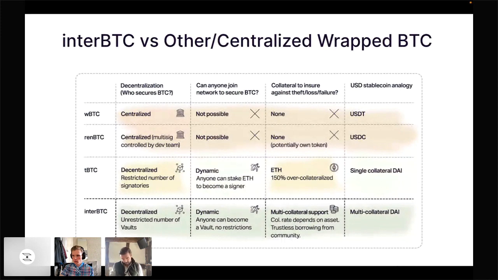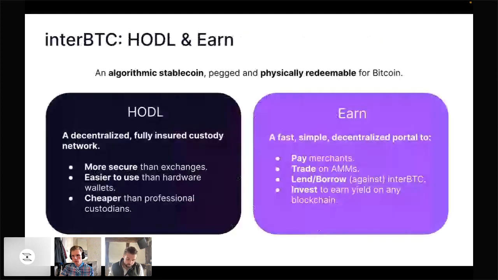interBTC is the only fully decentralized bridge where anyone can allow the minting of interBTC, anyone can mint interBTC, and be safe in the fact that they're backed up by multi-collateral insurance. In a basic overview, we are to Bitcoin what multi-collateral DAI is to USD, except you can actually physically redeem for Bitcoin, which you can't do for US dollar and multi-collateral DAI. This basically, in essence, is a fully insured decentralized custody network backed up by multi-collateral insurance.